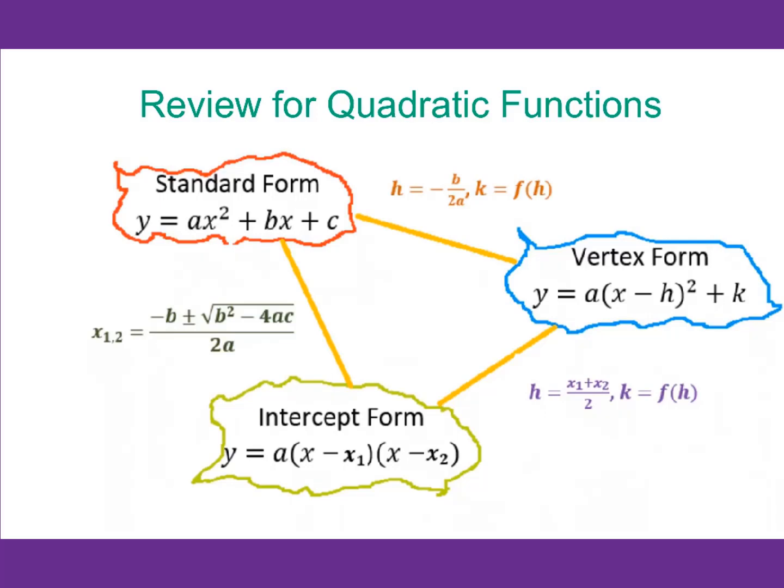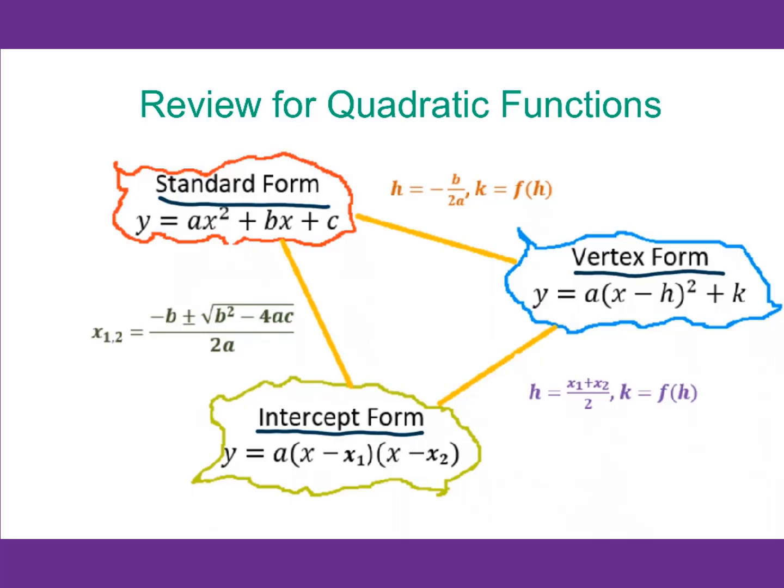This video is about review for quadratic functions. There are three forms for quadratic functions. One we call standard form, y equals ax squared plus bx plus c. One is called intercept form, y equals a times (x minus x1) times (x minus x2). The last one is called the vertex form, y equals a(x minus h) squared plus k.